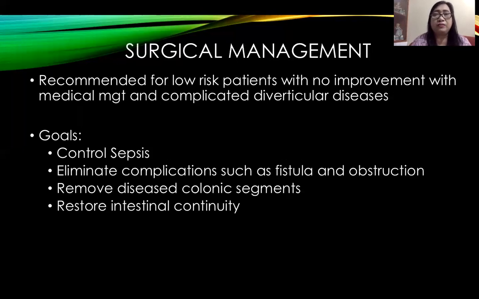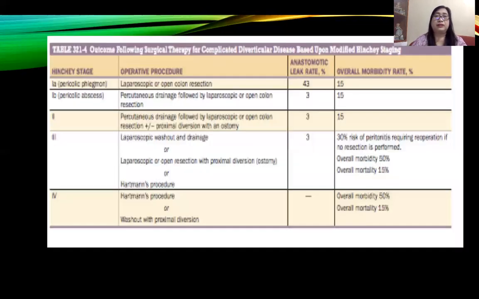So surgical management is recommended among patients with low risk, but no improvement with medical management was seen, and complications of diverticular disease are already appreciated. So if your patients went into sepsis, then you have to control the massive infection in the blood, or the septicemia. You have to eliminate the complications such as your obstruction and fistula formation. You have to remove the diseased colonic segments, and you have to restore intestinal continuity.